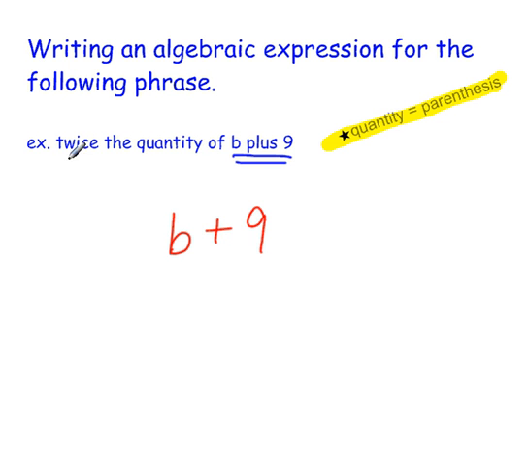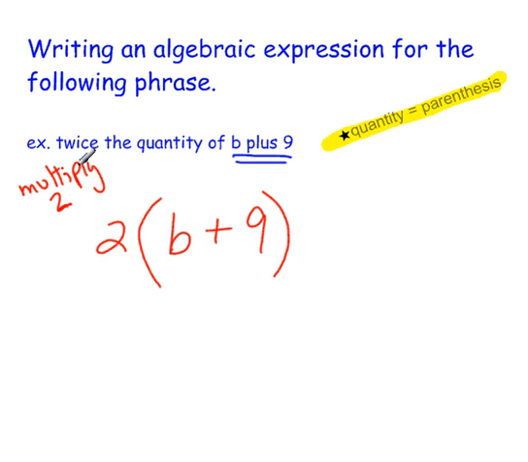Now twice, we know that that was multiplying with the number 2. We've seen that before. So we are going to be using the number 2, but how are we going to use it? Wherever the word quantity is, normally that's where you're going to put the parenthesis. So check this out. Twice the quantity of b plus 9.